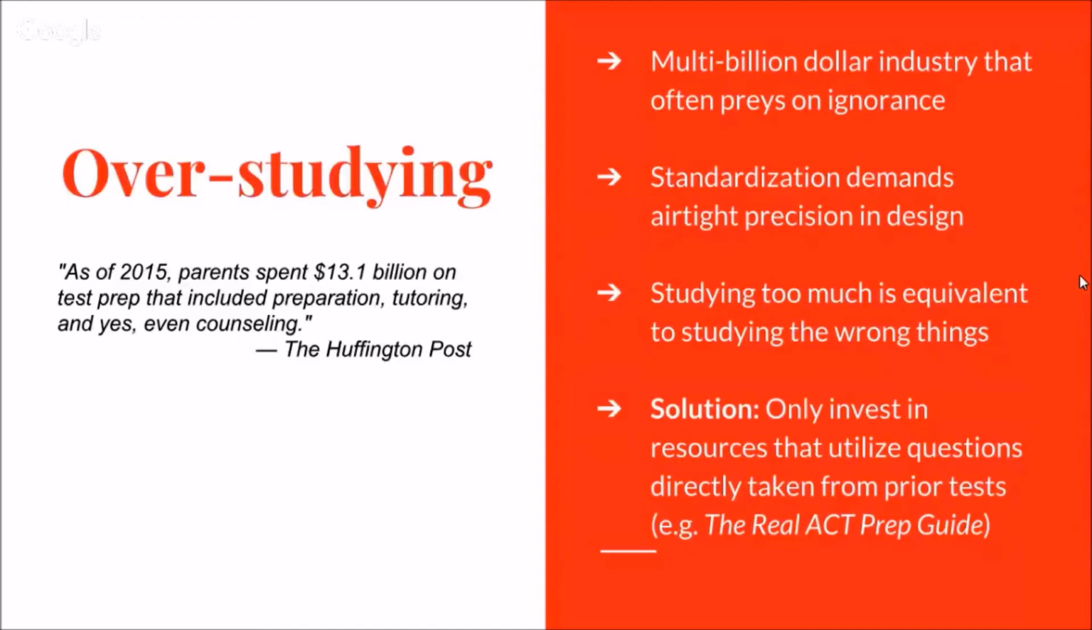So the solution to this is basically to invest in those resources that utilize questions straight from prior tests, straight from the ACT itself. Sun Tzu should not have studied some other state's strategies of battle to defeat the Chu state. He had to study the Chu state strategies. So in my case, I recommend the Real ACT Prep Guide, or more recently, the Official ACT Test Prep Guide is the one that I'm using. It's a little bit more recent.